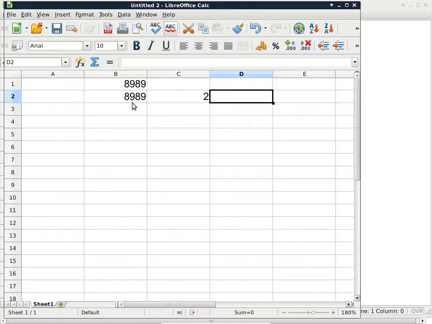okay? And there is a function in all spreadsheets that can do this. It's called mod, which stands for modulus. You give it the dividend, and then you give it the divisor. It will give you the remainder of the division. In this case, the division has a remainder of 1.